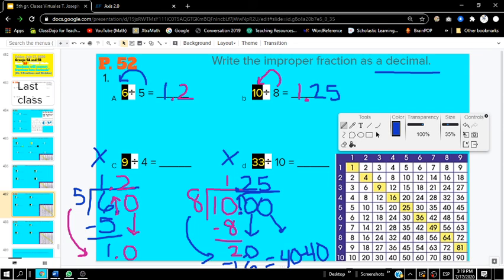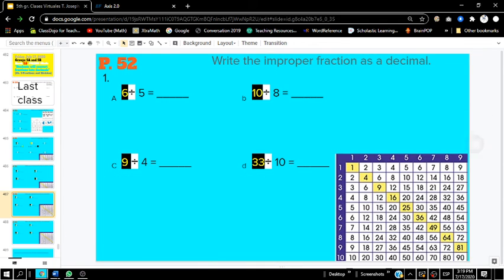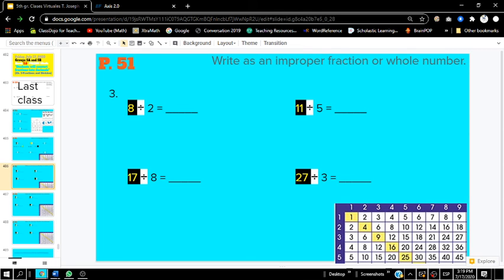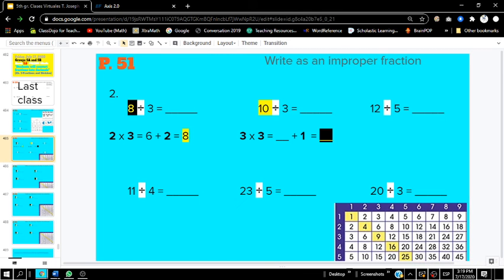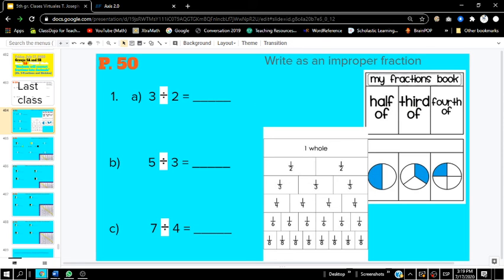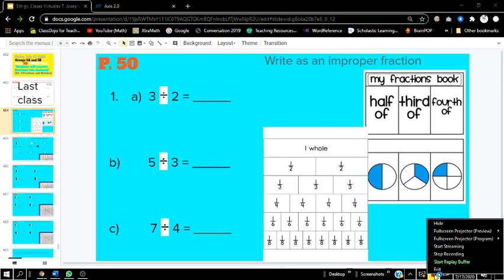We're going to continue with letters C and D during the next class, but this is just a taste of how we can change improper fractions to decimals, and then also how we can change improper fractions to whole numbers, and try to figure out division as improper fractions, as well as just kind of understanding the relationship between division and improper fractions. I hope that you all have a great weekend, and we will talk to you next week.